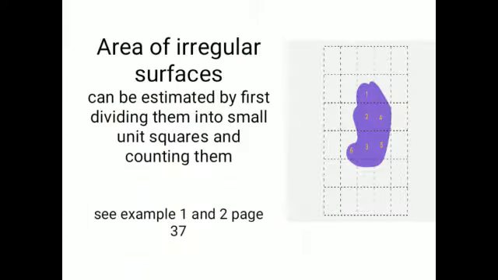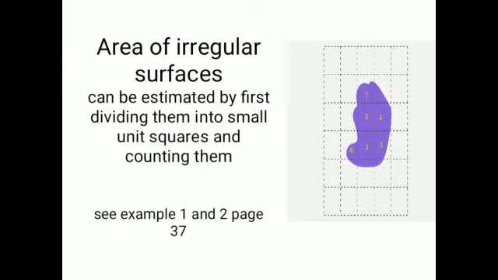Now what about irregular surfaces? Because in measuring irregular surfaces, we cannot calculate their base, their heights and their lengths. So what do we do? The area of irregular surfaces can be estimated or approximated. We first divide them into small unit squares and then count them. And you know, we count the square in which half or more than half area is occupied. We count them as 1. Now this is the area.